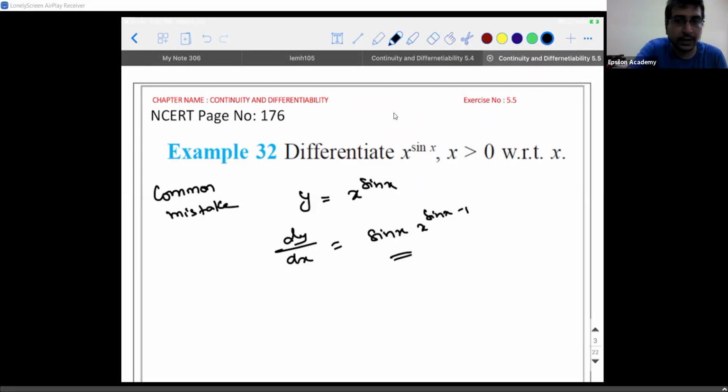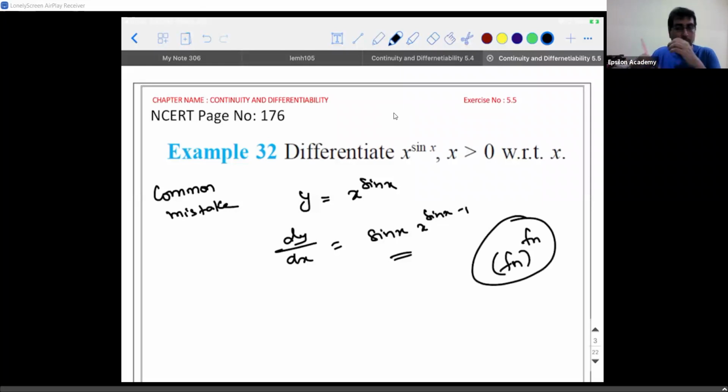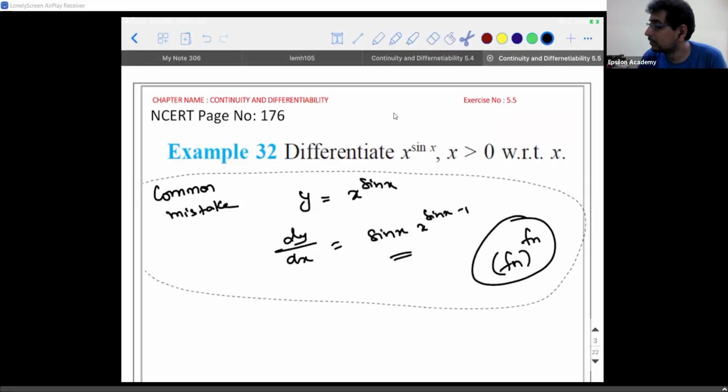But n x power n minus 1 is applicable only when x has a power that is a number, not a power that is a function. So if you have a function raised to the power of another function and you want to differentiate it, then the only option available is to take the log on both sides.